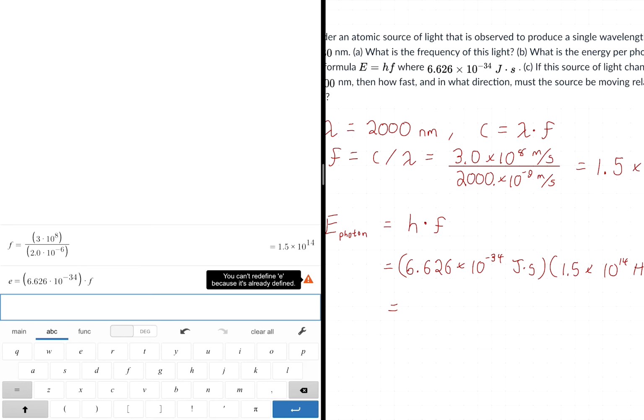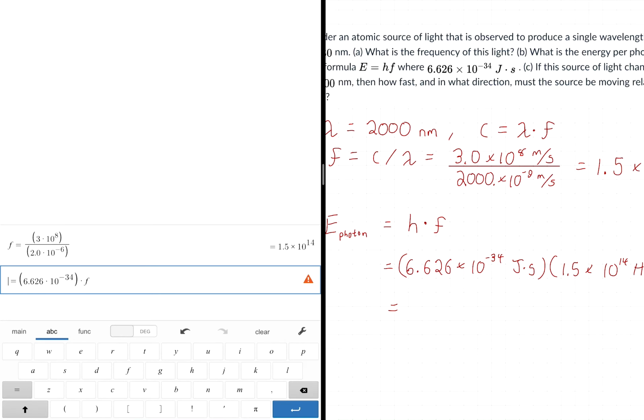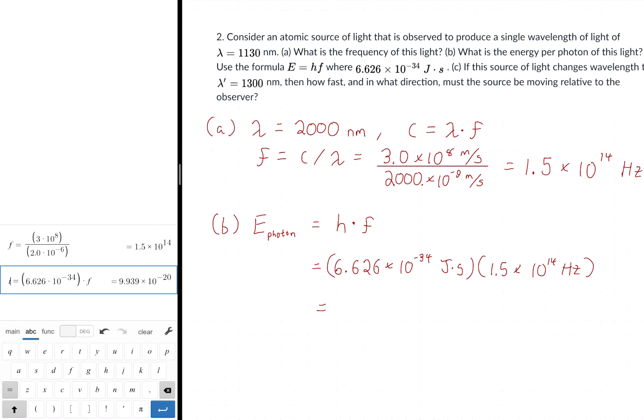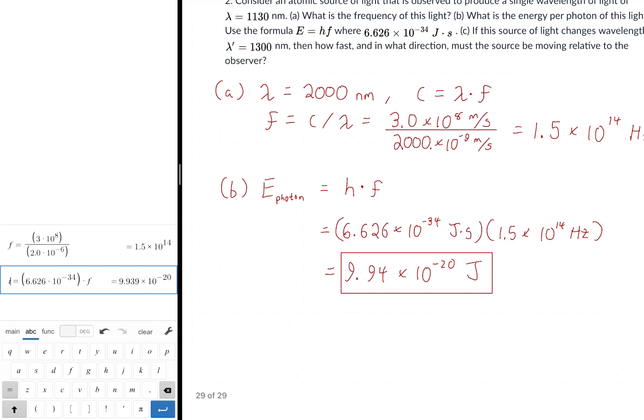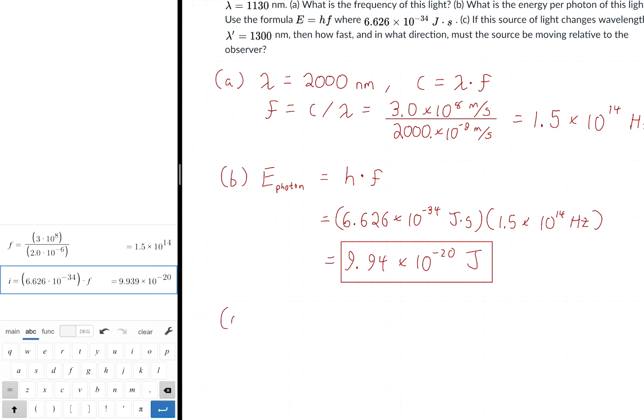Okay, so I can't redefine E because E is reserved for exponentials. It's a particular number like pi, so we'll call this I. So there is our energy per photon: 9.939, which we'll round to 9.94 times 10 to the negative 20 joules. That's your baseline of energy. We can convert that to other forms of energy, but we'll leave it there. Joules is by far the most common metric form of energy.